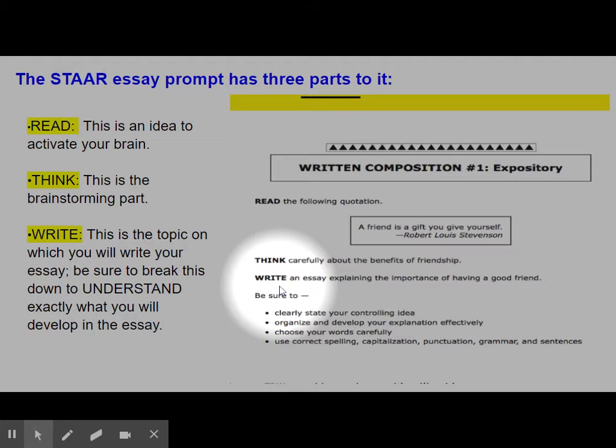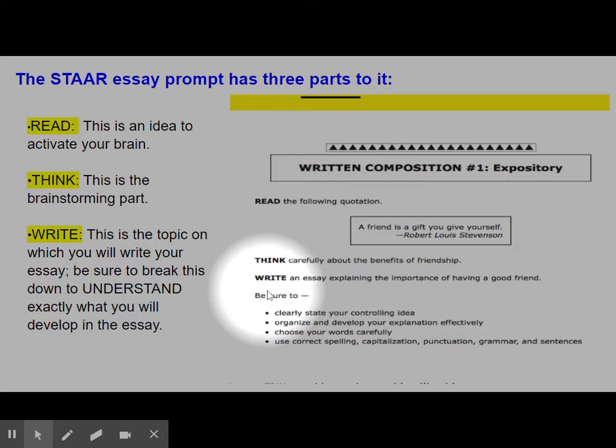for your essay. Your essay is going to be broken down into 3 parts. The read section is meant to activate your brain. A friend is a gift you give yourself by Robert Louis Stevenson. The think portion is a brainstorming part. Think carefully about the benefits of friendship. The write portion is the topic on which you will write your essay. Be sure to break this down to understand exactly what you will develop in your essay.